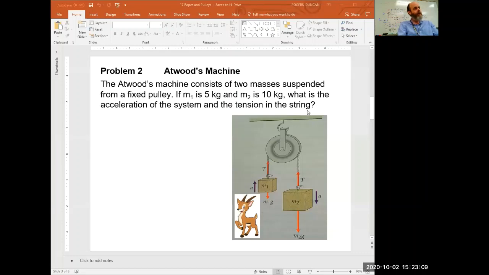This is Atwood's machine. It consists of two masses, M1 and M2. The masses are connected by a rope, and the rope goes over a pulley. So in this example, say if M2 was more massive than M1, then M2 would go down and M1 would go up, as shown in this picture.